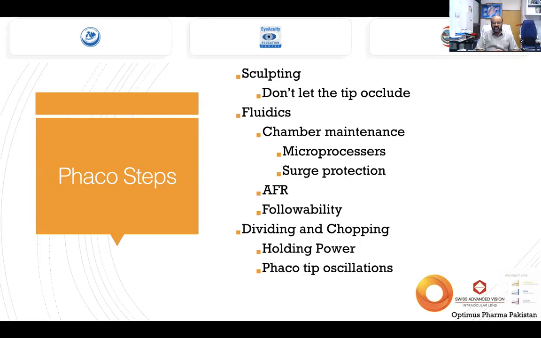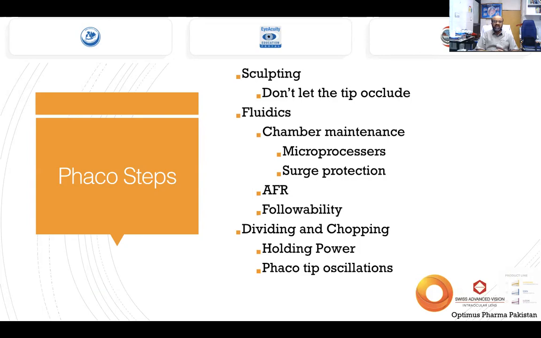Then the fluidics. To control fluidics, the modern machines have microprocessors. There is surge protection inside the machines. They have very good sensors. Then special irrigation lines are used. Some surgeons recommend transfusion sets as irrigation lines.